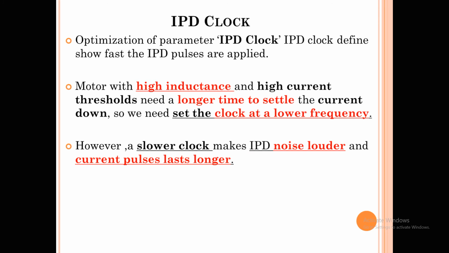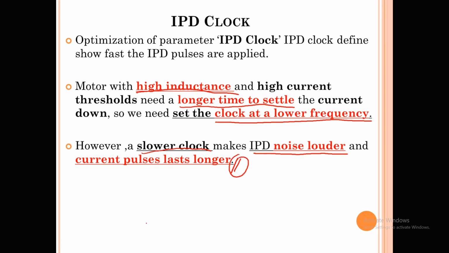This is the same point that we have discussed. If your motor has a high inductance, it takes a longer time to settle the current, so the clock frequency should always be in a lower condition. With a slower clock, the noise is louder and the current pulse is set longer. But that also depends on the application.